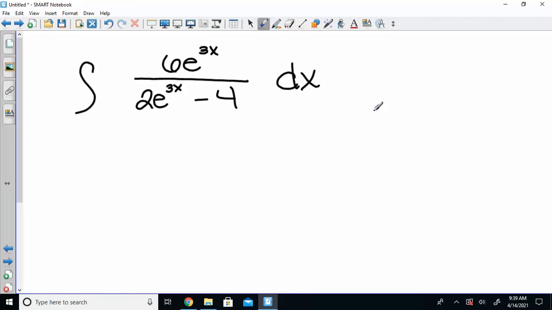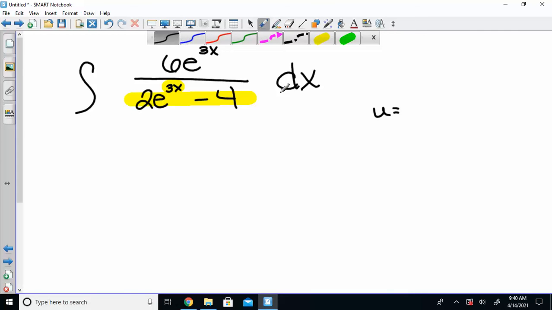So, what would you make your u? I would probably just, you could do it a couple different ways. If you only make it the exponent, you're still going to have variables on top and bottom. You'll have an e to the u over an e to the u. So it's not going to totally get rid of it. So let's just make it the entire denominator and see what happens.